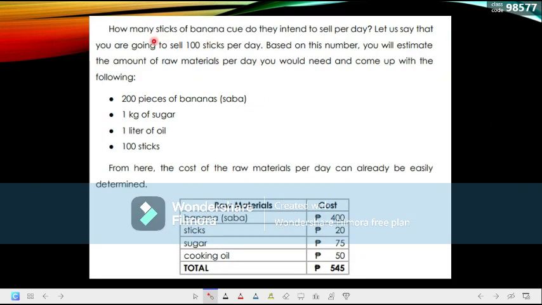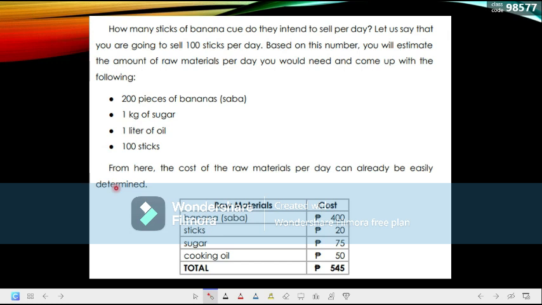Then how many sticks of banana Q do you intend to sell per day? Let us say that you're going to sell 100 sticks per day. Based on the number, you will estimate the amount of raw materials per day you would need and come up with the following. So, let us say that this will be the estimation of the amount of raw materials per day you need. So, you will have 200 pieces of bananas, 1 kilogram of sugar, 1 liter of oil, and 100 sticks.